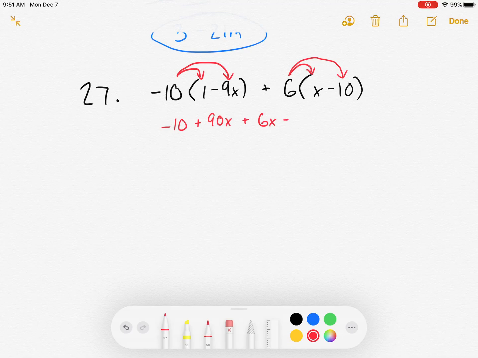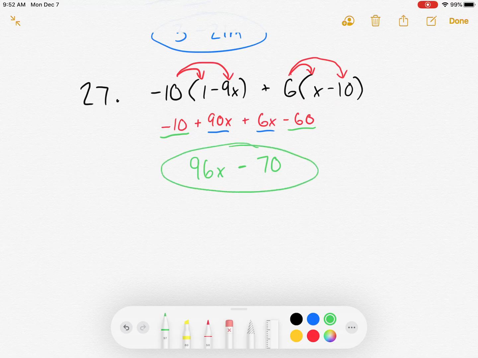And then continuing on, we would have plus 6 times x would be 6x, and 6 times 10 would be 60, so minus 60. All right, now from this point, we have a couple different sets of like terms. We have our 90x and our 6x, and then we have our -60 and -10. So if we go ahead and combine all of those, we are left with 96x, because 90 plus 6x would be 96, and then minus 70, because -10 minus 60 would be -70.